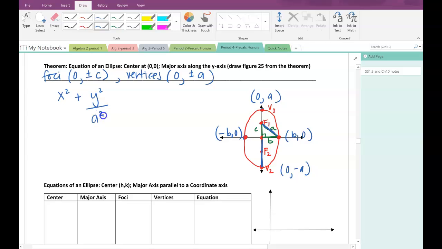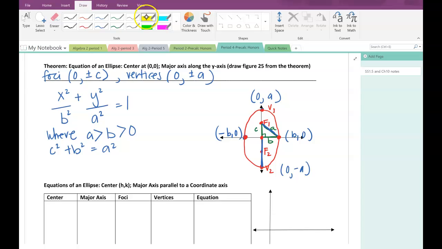square would get the a square, because the a value is always bigger than the b. Then that means this gets a b square, and it must always equal 1, where a must always be bigger than b, and both values must always be positive. And again, similarly to the previous theorem, it's going to be c squared plus b squared equals a squared for the Pythagorean theorem. And again, this is only when it's vertical, where the major axis is on the y-axis.